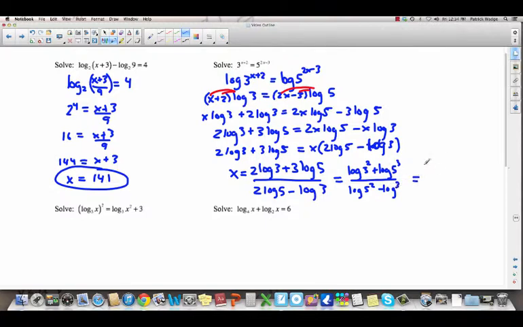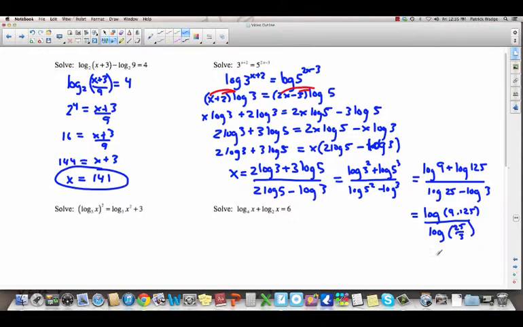And then from there we could make it log 9 plus log 5 cubed, which is 125, over log 25 minus log 3. That's a good answer. You could also now take your calculator and say log 9 plus log 125, or you could keep going. You could do log of 9 times 125 over log 25 over 3. It's getting a little crazy now, but you could still do that.